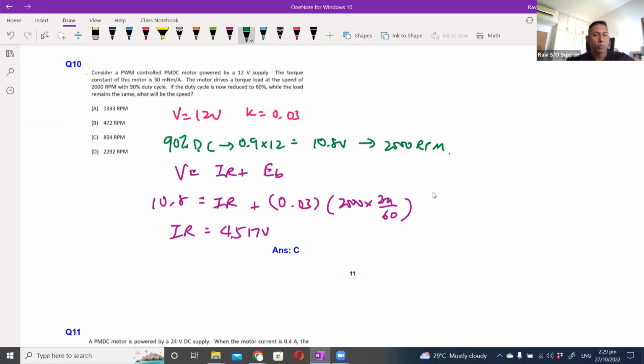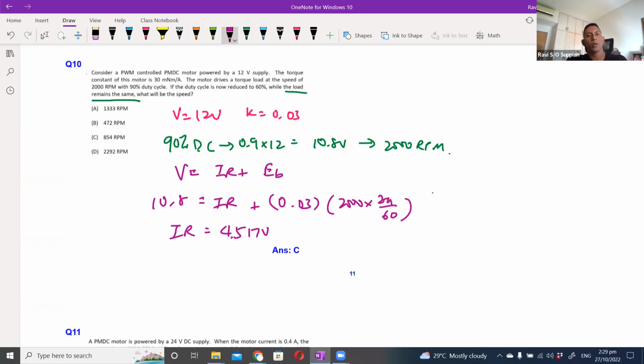Now we have an expression for IR, which is 4.517 volt. We don't know what I is, and we don't know what R is. But since the load is the same in the second part, the current remains the same. If the load torque remains the same, the current remains the same, so the IR will also be the same. So we don't need to individually find I or R.